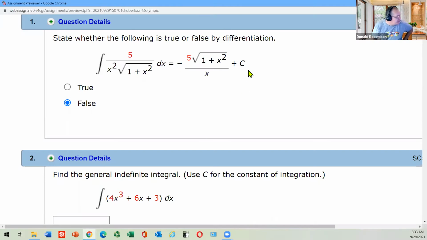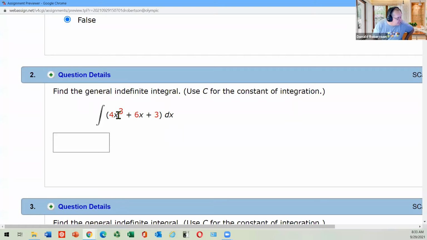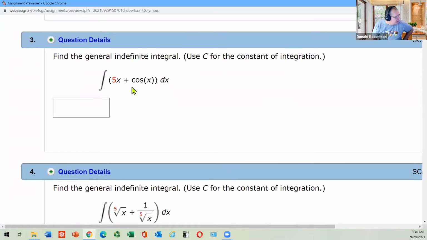Good luck differentiating that one. Because I'm lazy, I'd probably guess true and then false. But when it's reasonable, you should do it. Would you agree this one is just a power rule? Move on. Power rule and a plus sign x. Oh, and remember your plus C.